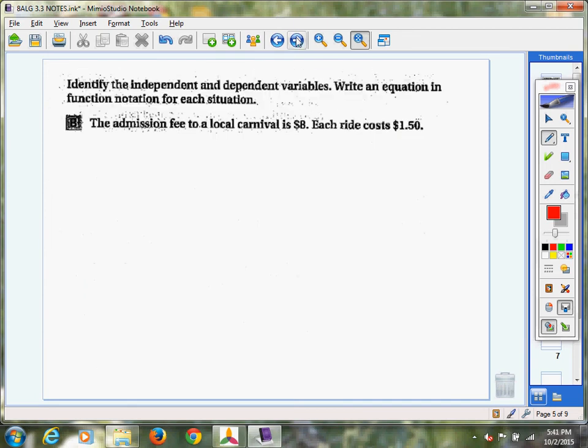All right, now let's flip the page. We're going to do the same thing with this situation. The admission fee to a local carnival is $8. This $8 is a one-time fee. That's going to help you because some of you are going to think that there's a variable attached to that, and there's not, okay? Each ride costs $1.50.